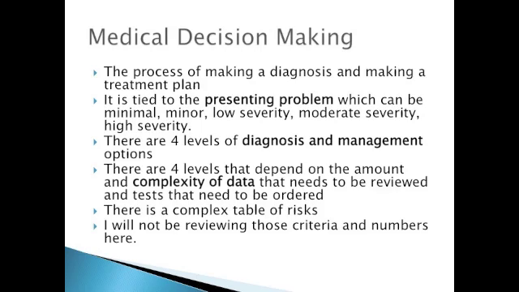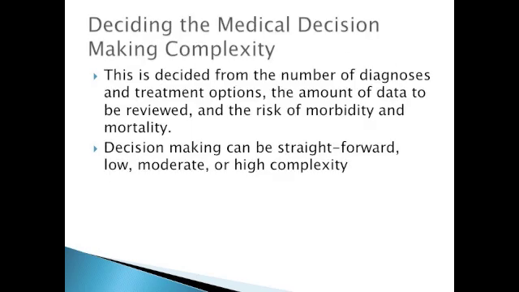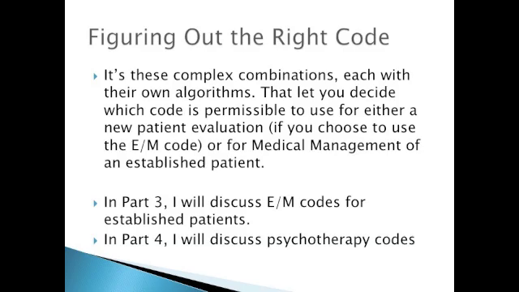To decide the medical decision-making complexity, this is decided from the number of diagnoses and treatment options, the amount of data to be reviewed, and the risk of morbidity and mortality. Decision-making can be rated as straightforward, low, moderate, or high in complexity. You've listened to all this so that you could figure out the right code.